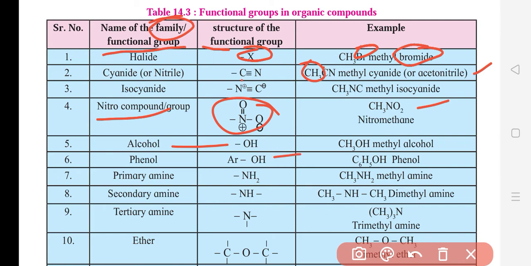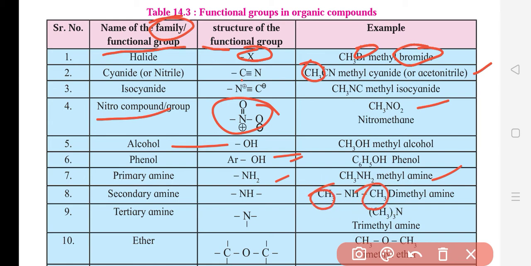This is ArOH, this is phenol. What is the functional group? If this Ar is attached with this OH, it is called a phenol functional group. Then primary amine, NH2 if it is attached, is called methylamine. Secondary amine, look, dimethyl, CH3 dimethyl. Why dimethyl?